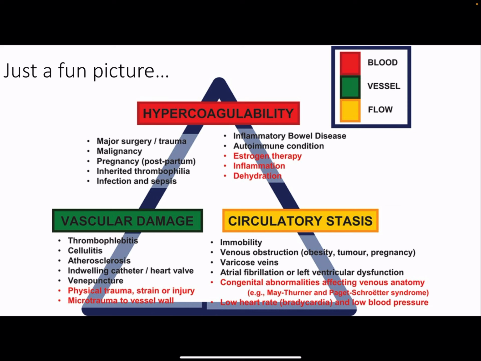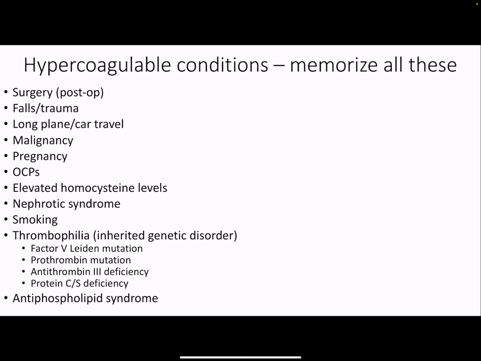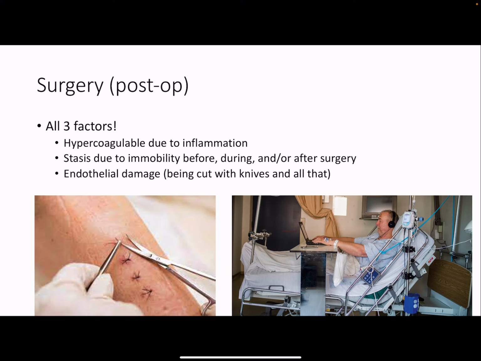So this is Virchow's triad. These are all examples of hypercoagulability, vascular damage, endothelial damage, and then things that might cause stasis. But we're going to go through this more in depth, so ignore these specifics. All right, so these are the ones that we're going to go through, and this is definitely good to know, all of these. Starting with surgery.